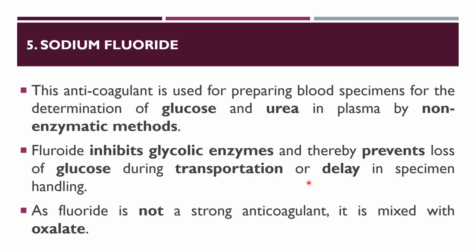So whenever there is a delay in specimen handling, let's say we have a very high workload at the laboratory, then we can take the blood samples in the sodium fluoride tube. Then after some time, if we do the glucose test using plasma, the glucose may not give you a fluctuating result, but similar results.